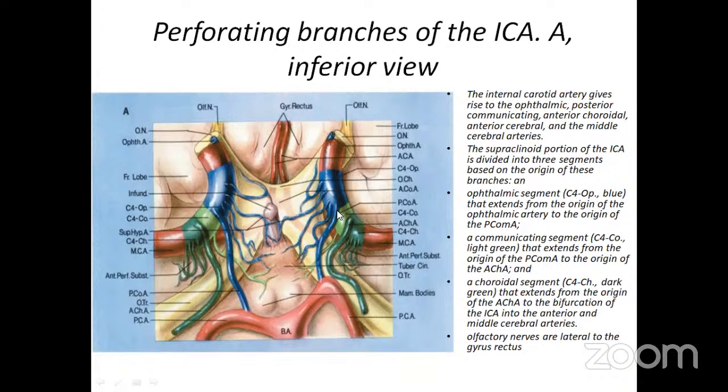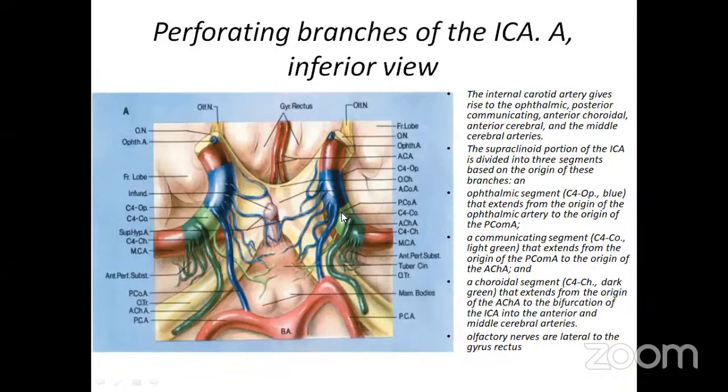As I told you before, the supraclinoid portion has three segments. The first segment is the ophthalmic segment. The ophthalmic segment arises from the ophthalmic artery. This is the ophthalmic artery, and it extends to the origin of the posterior communicating artery. This blue shaded area is the ophthalmic segment. It extends from the ophthalmic artery to the origin of the posterior communicating artery. So this is the first segment of the supraclinoid portion.